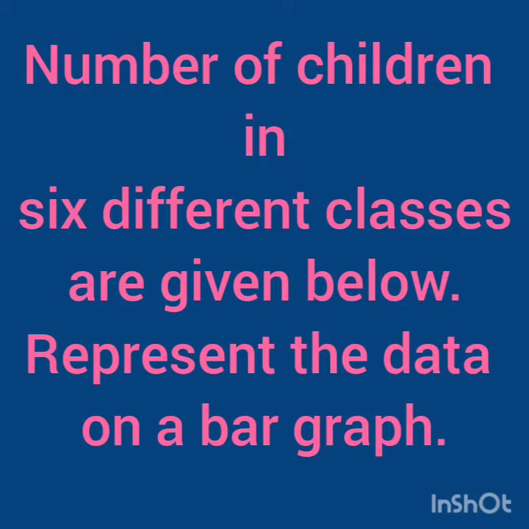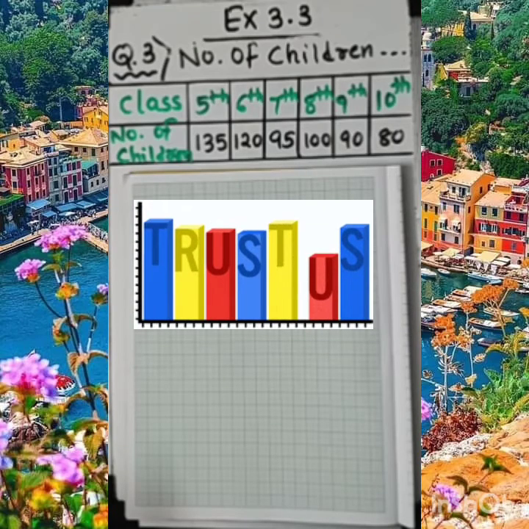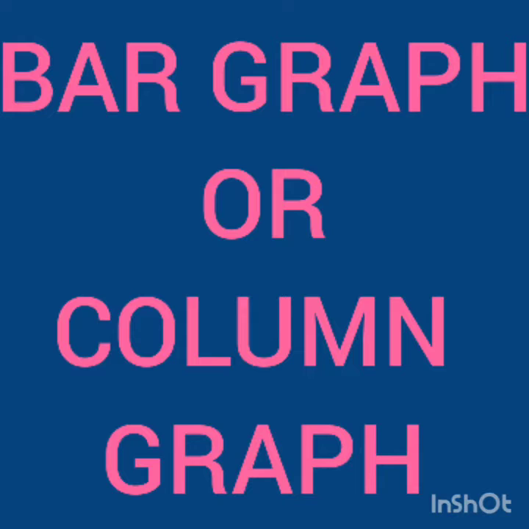Chapter 3, Data Handling. It's question number 3 here. Number of children in 6 different classes are given below. Represent the data on a bar graph. We have to draw a bar graph. Now, a bar graph is known as a column graph also. Please remember, dear student, a bar graph is known as a column graph also.